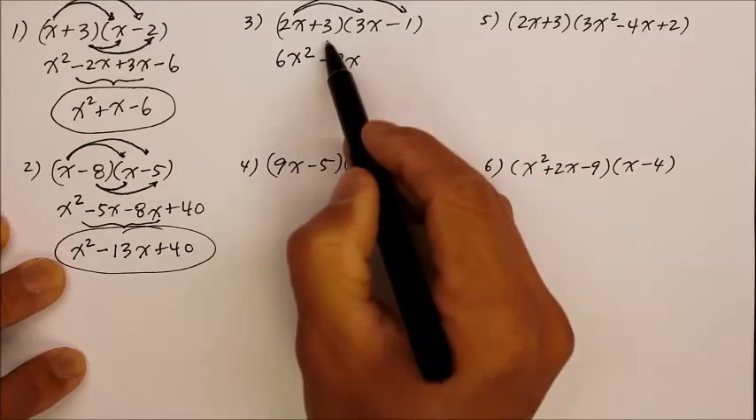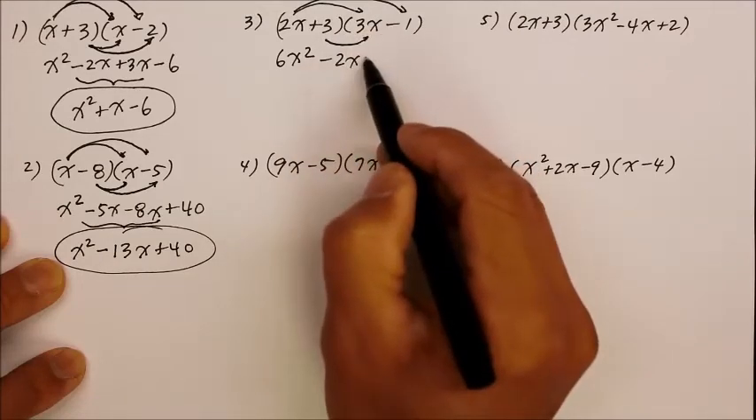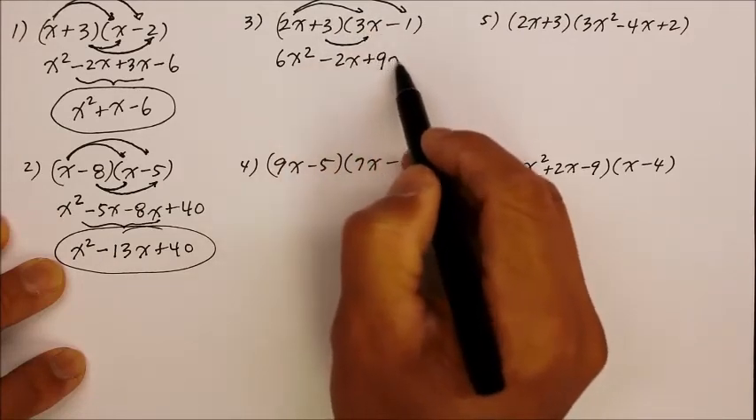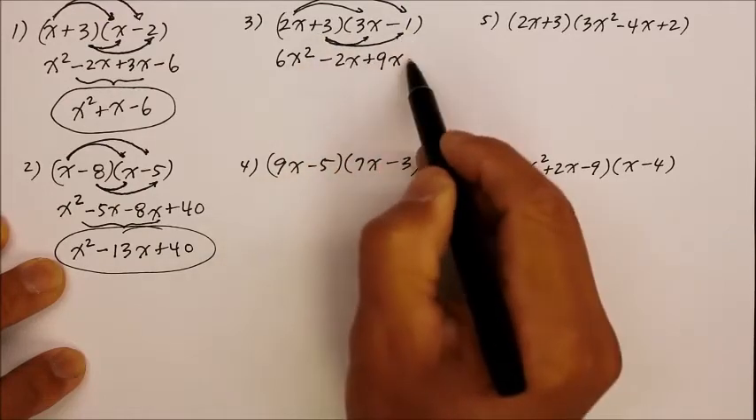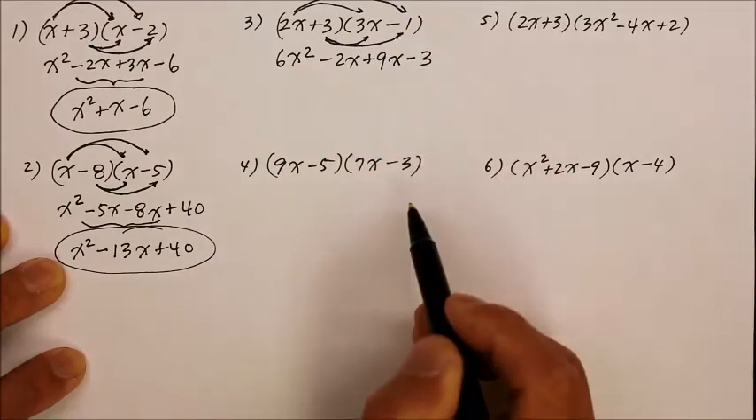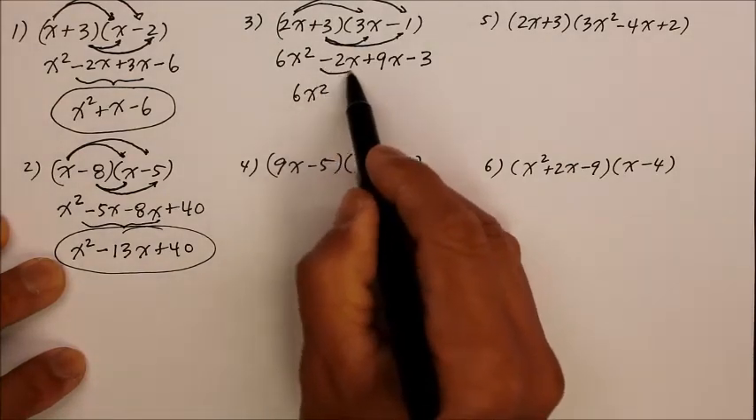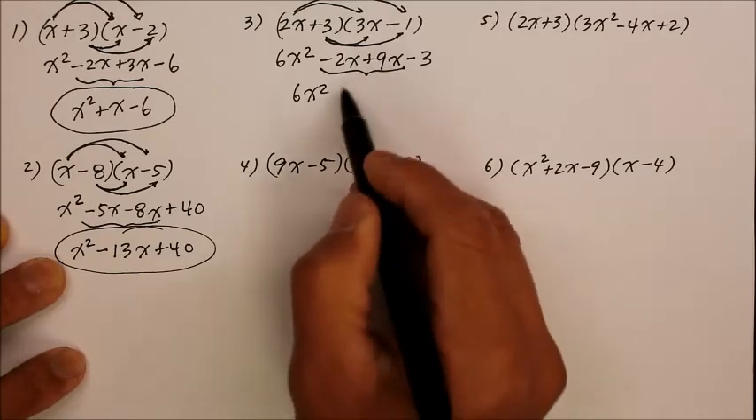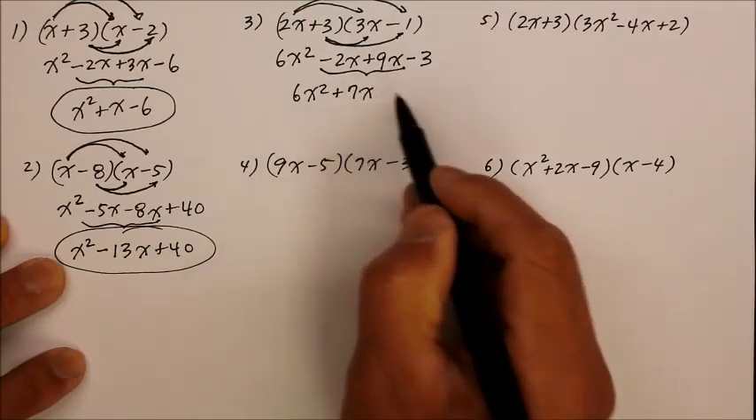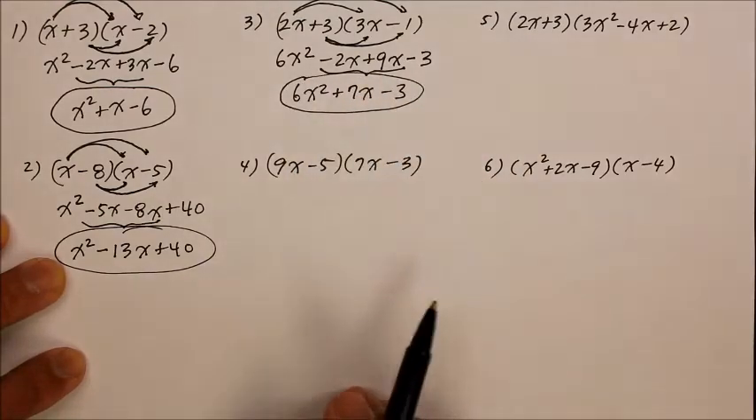Now the second flight attendant. 3 times 3x, 3 times 3 is 9, and x just follows. And 3 times -1, positive times negative becomes -3 in this case. Once again, we have 6x squared and combine the middle terms. One is negative, one is positive, so it becomes a smaller positive, 7x minus the 3. And there it is. Now your turn.